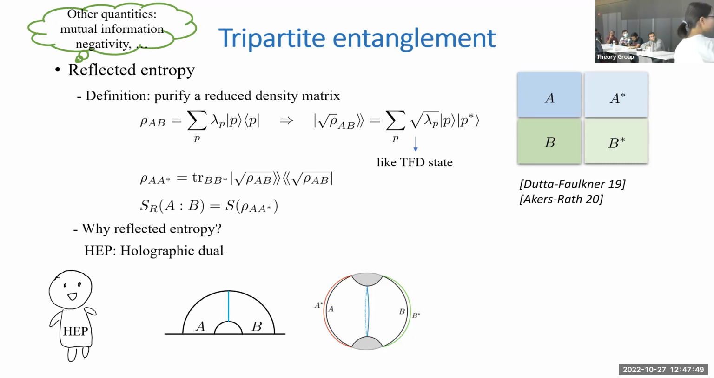That actually turns out that this line will be your minimal surface, and the proposal is that the reflected entropy is twice the entanglement wedge cross section. So it is the holographic dual for the entanglement wedge cross section. And that is why people in the high energy community are quite interested in this one.